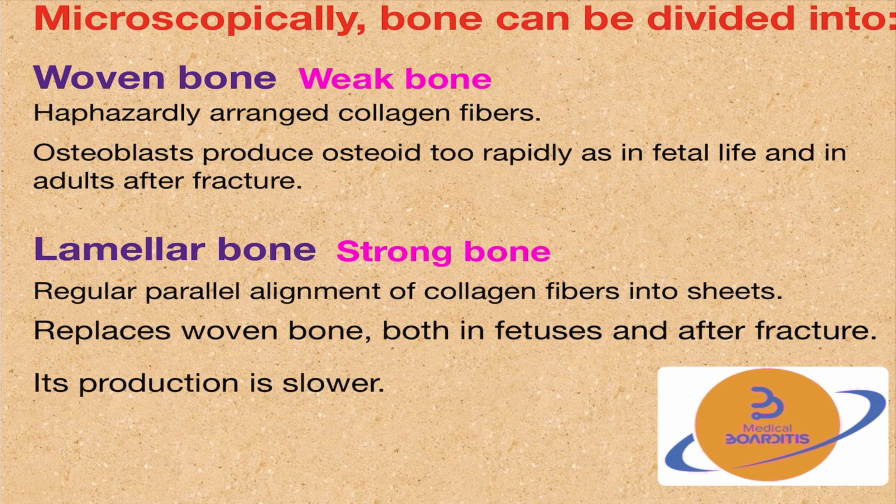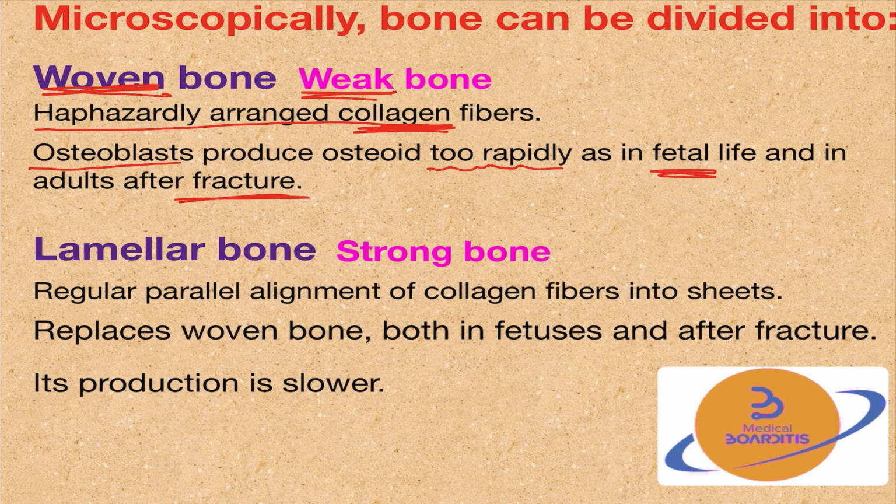Microscopically, there are two types of bones. There is the woven bone, and that's the weak bone. And this is a haphazard arrangement of collagen fibers. So the osteoblasts produce osteoid too rapidly, too quickly. And this happens usually in fetal life and in adults after fracture.